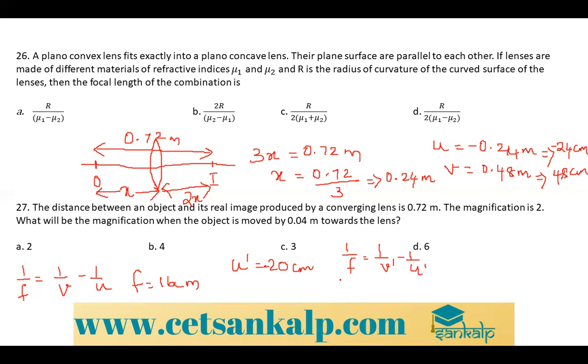Okay, so 1 by 16 is equal to 1 by v dash minus of minus 20, that is 1 by 16 is equal to 1 by v dash plus 1 by 20. Okay, shift this to this side and solve, see how much it comes.